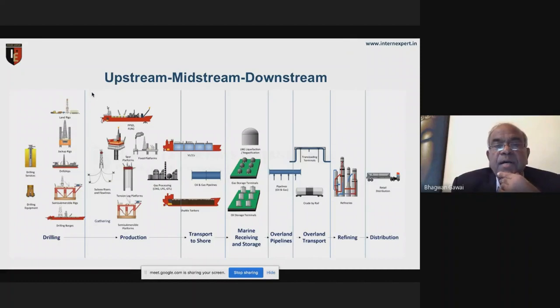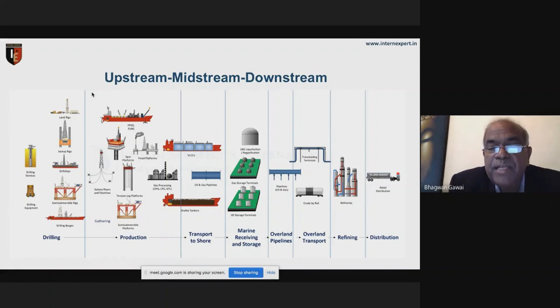If you see here, upstream, midstream, downstream: in the first block, you see the drilling operation. You can see all the rigs, offshore rig and onshore rig. This is called upstream. Then production. Once you complete the drilling, your production starts. Here you see all the production facilities and the crude oil gathering areas. In the second block comes transport. Whatever is produced is transported via ship or pipeline to the storage area.